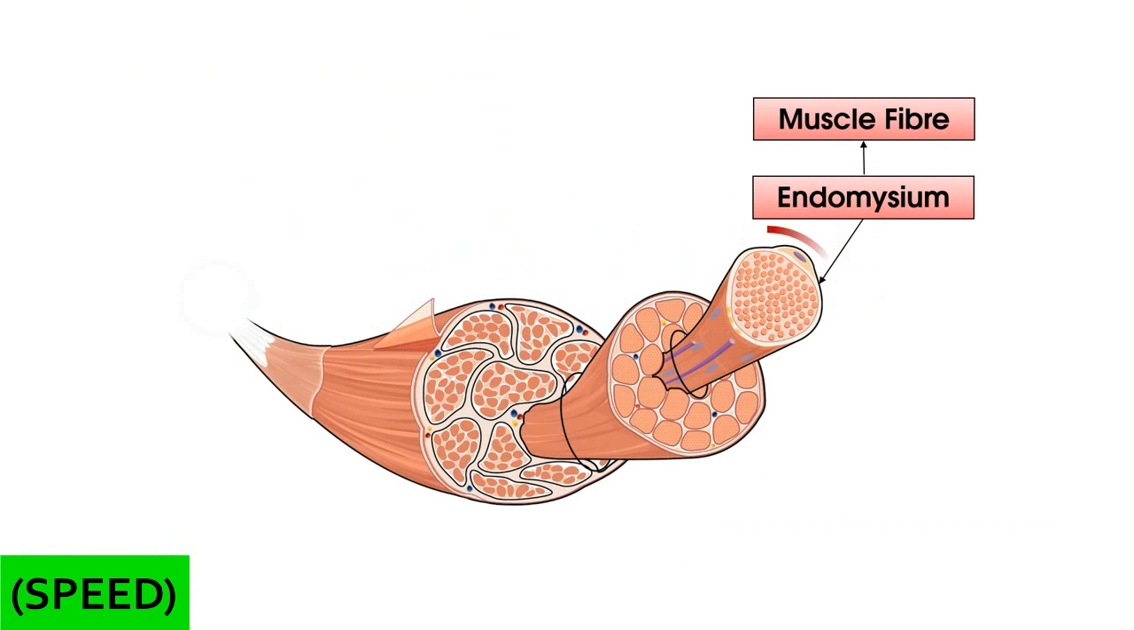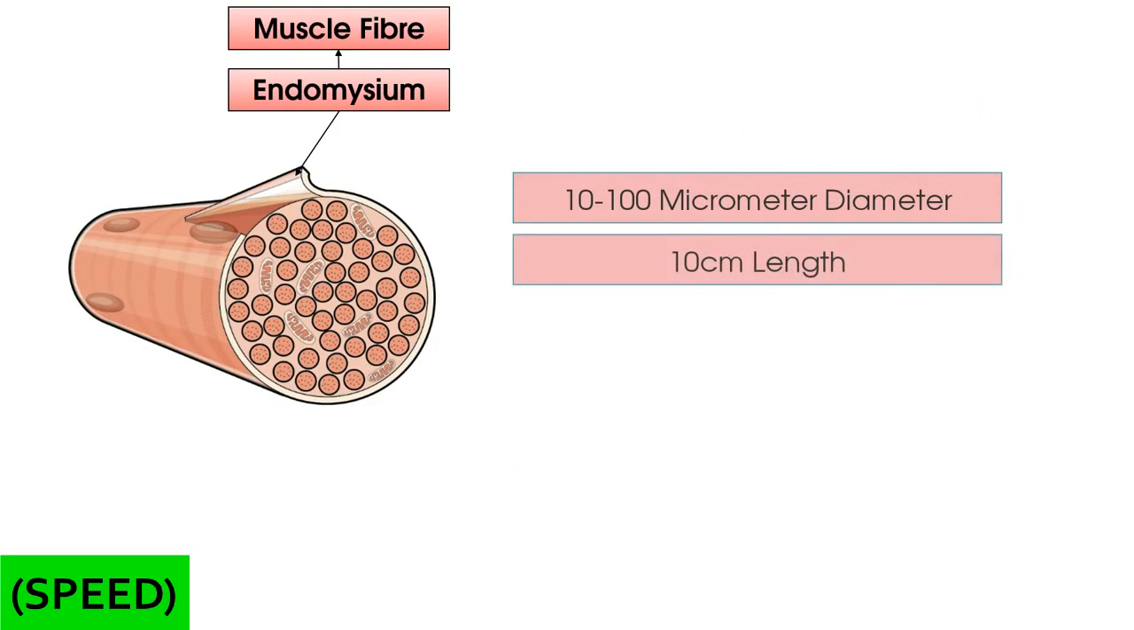So we're going to start from the muscle fibre, which is where we left off, and break that down into its constituent components. So here we have our muscle fibre, which is surrounded by the deepest part of connective tissue, the endomysium. Now the muscle fibre is tiny. It ranges from 10 to 100 micrometers in diameter, and it's about 10 centimeters long. So it's like a tiny piece of string.